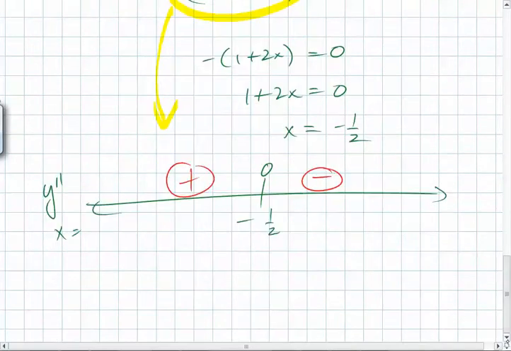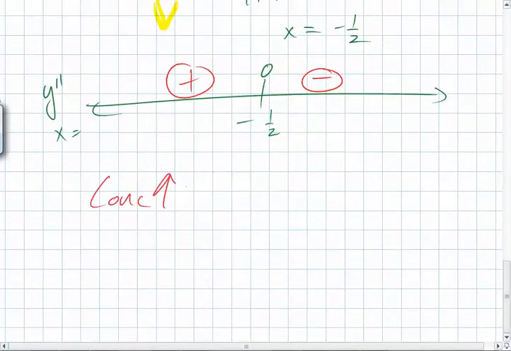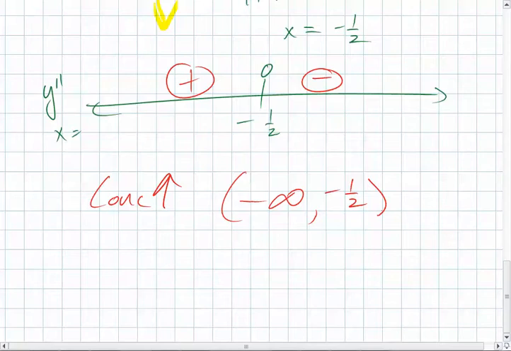So where is this function concave up? Negative is smaller than negative... to what? Negative infinity to what? What's the other? Negative 1/2. Yeah, there you go. Does it include negative a half? No, it does not. You would lose a point if you included that. So it's concave up on that interval right there.